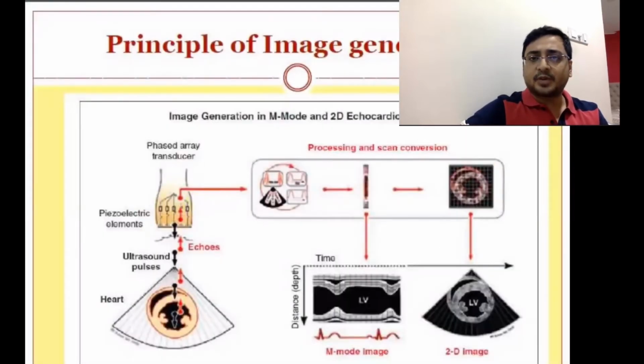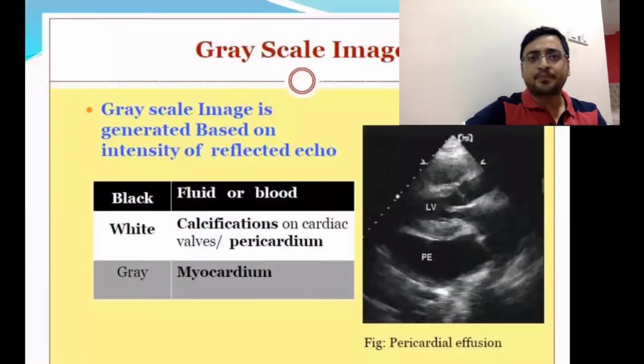So this is the principle of image generation in M mode and 2D. You can see the piezoelectric elements which emit the sound waves, and it is reflected from the various body parts, ultimately processed and scanned, and we can see various images in various modes, in the 2D mode, in M mode, and other color Doppler modes. So basically we call it a grayscale image. As you can see, this is how it looks on the right side of the screen.